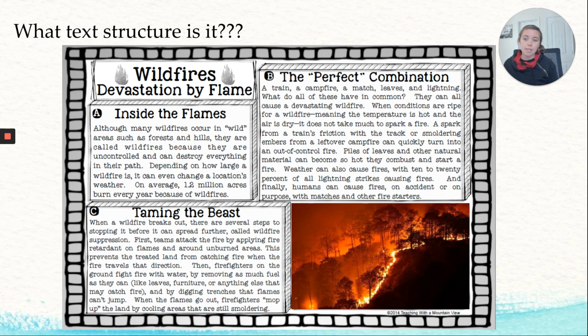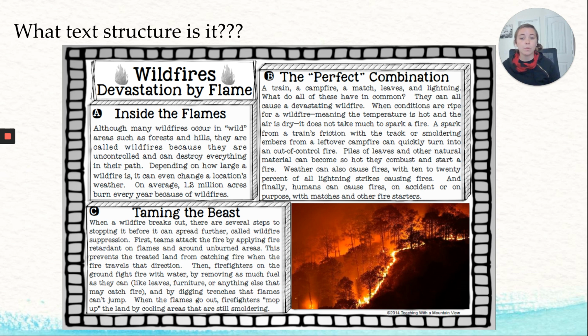All right, C, Taming the Beast. When a wildfire breaks out, there are several steps to stopping it before it can spread further, called wildfire suppression. First, teams attack the fire by applying fire retardant on flames and around unburned areas. This prevents the treated land from catching fire when the fire travels that direction. Then, firefighters on the ground fight fire with water by removing as much fuel as they can, like leaves, furniture, or anything else that may catch fire, and by digging trenches that flames can't jump. When the flames go out, firefighters mop up the land by cooling areas that are still smoldering.